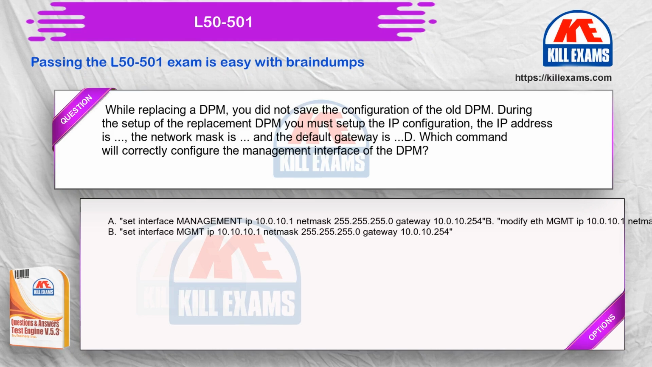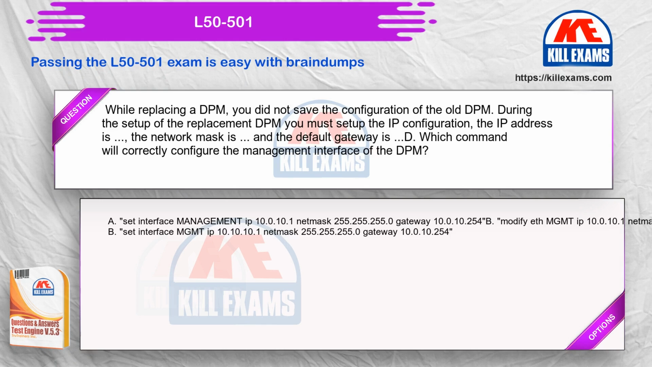While replacing a DIMM, you did not save the configuration of the old DIMM. During the setup of the replacement DIMM, you must set up the IP configuration. The IP address is 10.0.10.1, the network mask is 255.255.255.0, and the default gateway is 10.0.10.254. Which command will correctly configure the management interface of the DIMM?